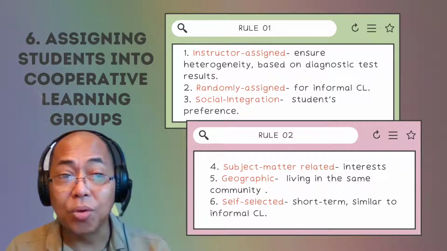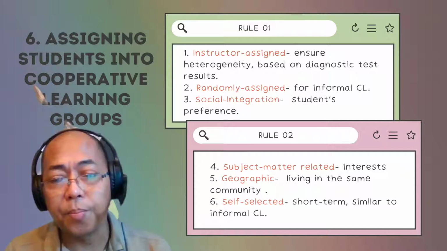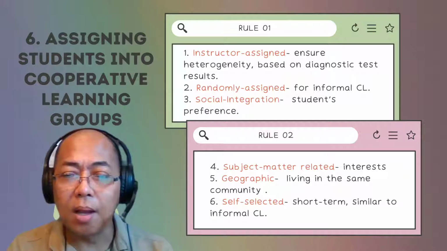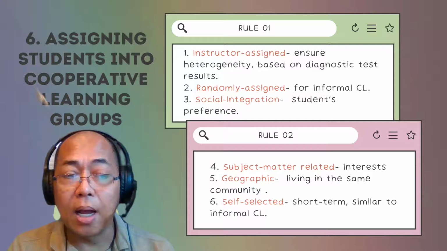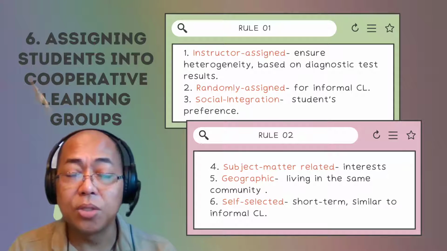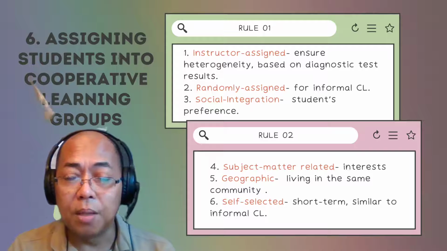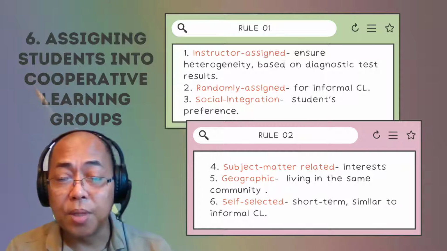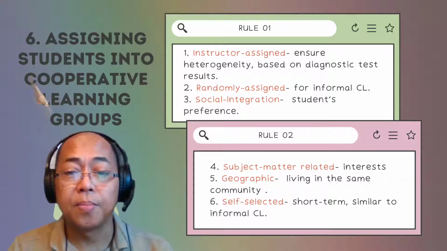First one is instructor-assigned groups. Especially if you are planning to organize a home-based grouping, you can assign students based on this format. You come up with a diagnostic test, and based on the result of the test, you assign students into the different learning groups.